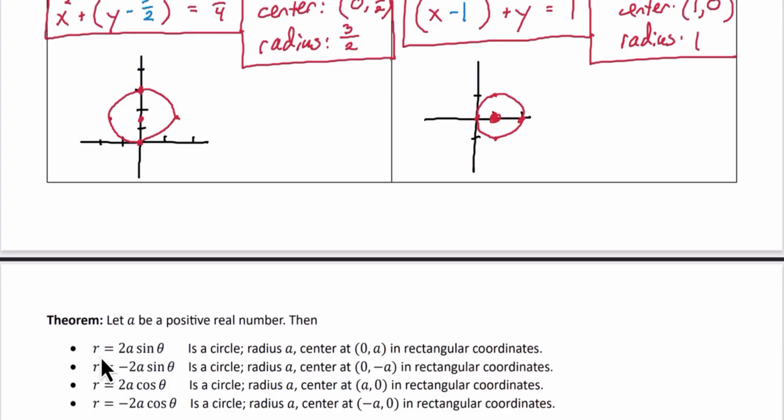If you're given r equals 2a sine theta, we can recognize that it's a circle. The radius is going to be a. It'll be centered at 0, a, and so on. All of these equations are very similar. When we're looking at sine theta, we're looking at the center at 0, a or 0, -a. When we're looking at cosine theta, we have the center of the circle being at a, 0 or -a, 0, respectively.